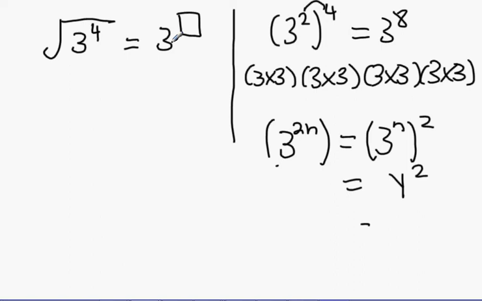Okay, it means 3 to the power of 4 to the power of a half. That is what the square root sign means. And then we do the multiplication rule, which gets us 3 squared.